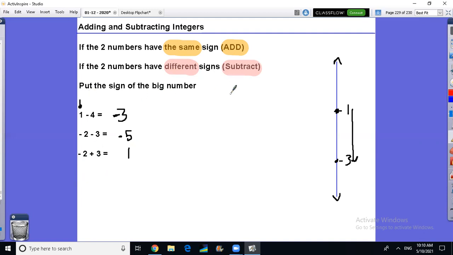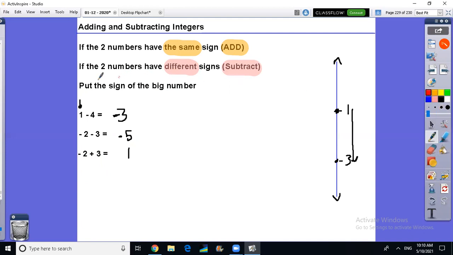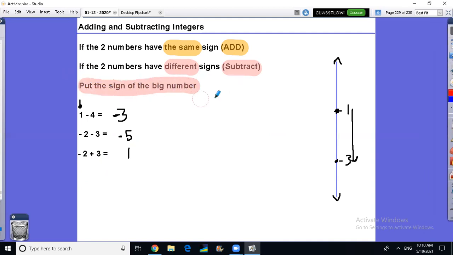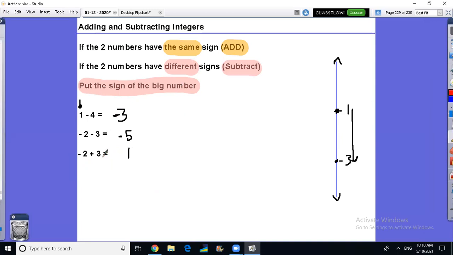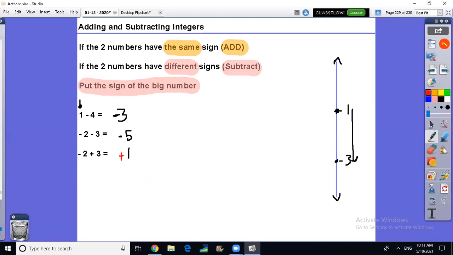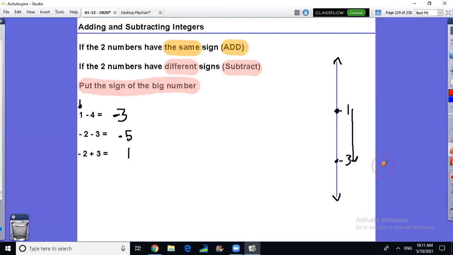But the sign of the big number, don't forget this, guys. This is extremely important. Highlight it for you. This one here, the sign of the big number. So we said they are different, so we're going to subtract: 3, take away from it 2 is 1. The sign of the big number, 3 is the big number. Of course, 2 is not bigger than 3. The sign of the 3 is positive, so it's positive 1. Oh, mister, if I don't put the positive sign, that's fine. It's still going to be correct.